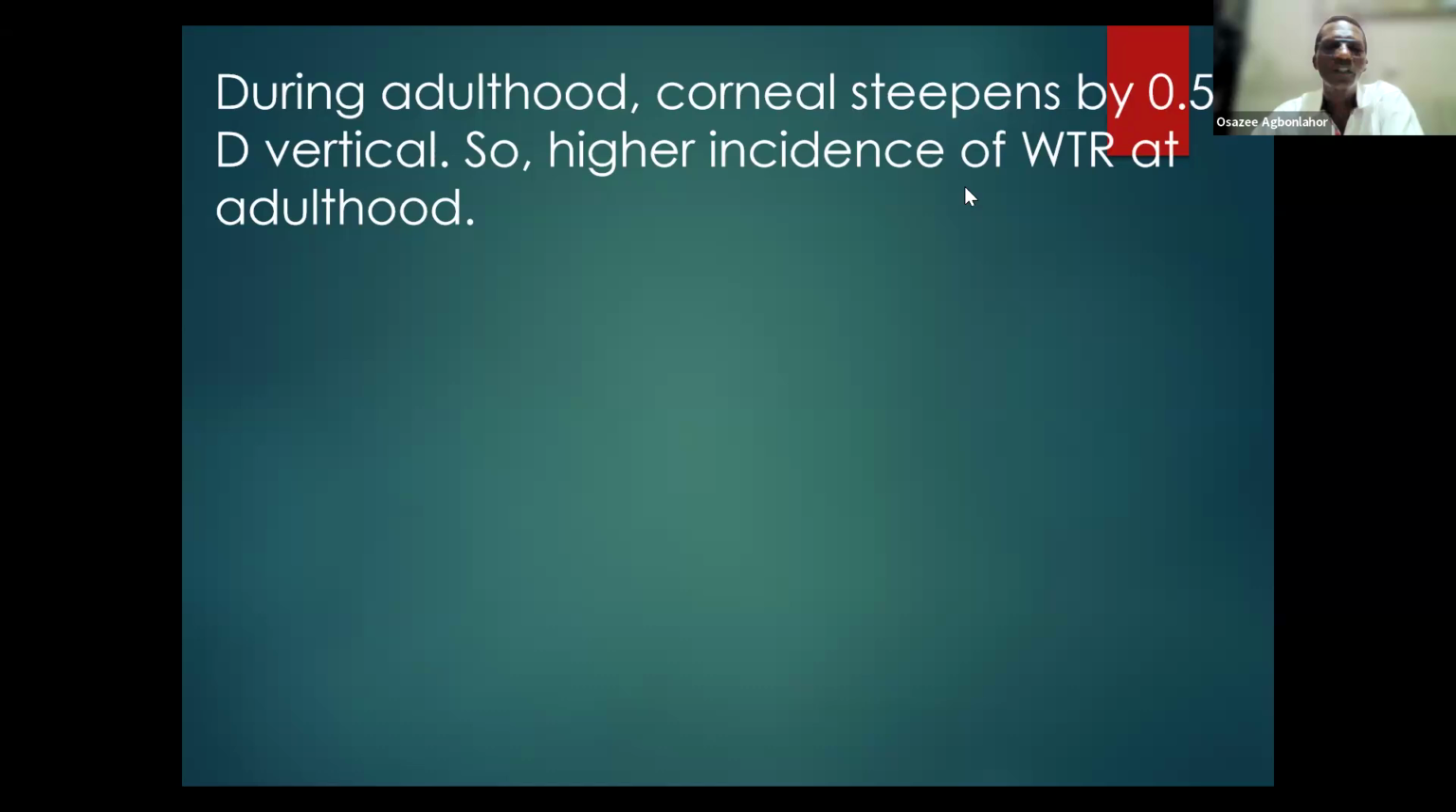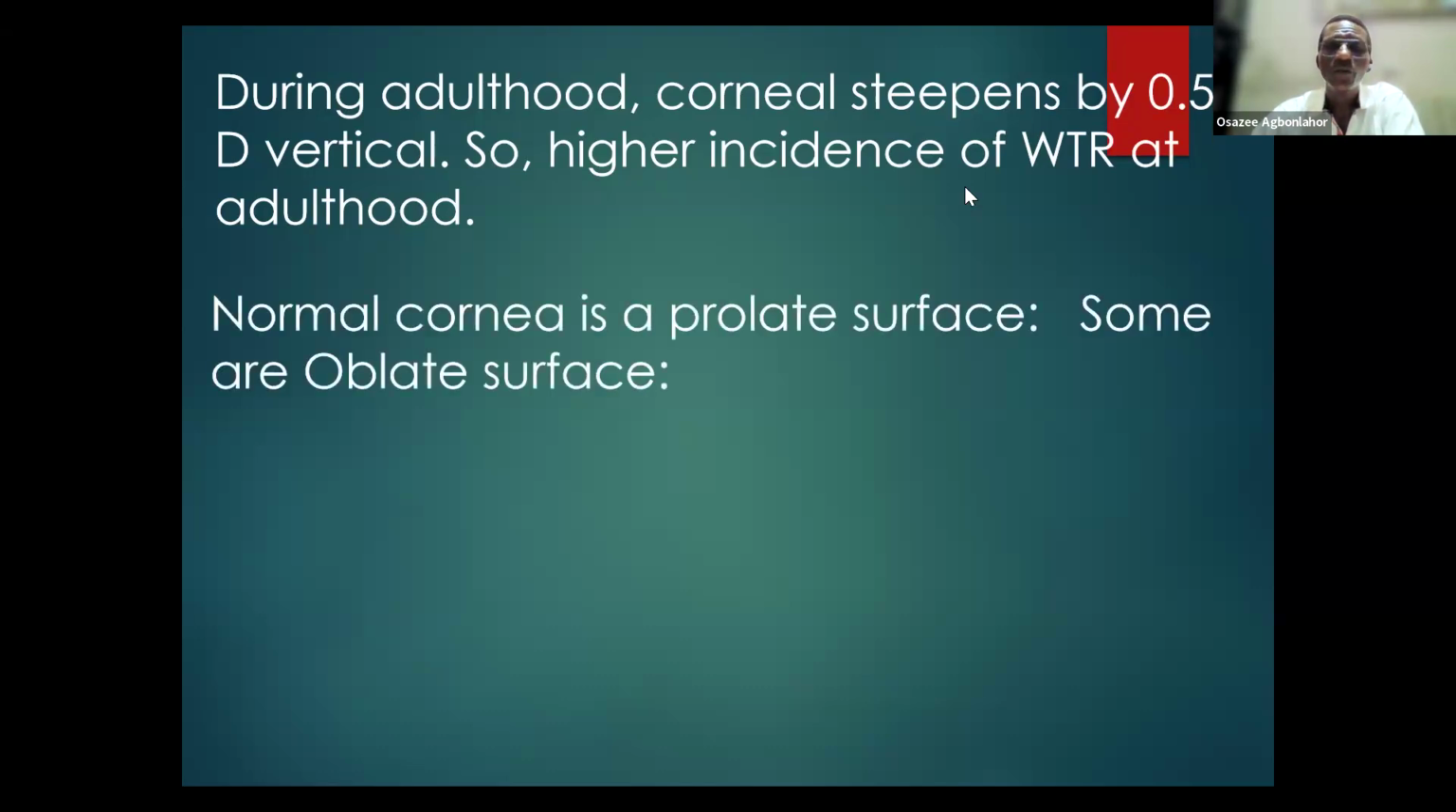Remember when we talked about keratometry, we discussed all the classifications of astigmatism. And we said one of the classifications is based on the steepest meridian, and that will give us whether it's with the rule or against the rule. When the steepest meridian is the vertical meridian, that astigmatism is called with the rule astigmatism, while if it is steepest at the horizontal meridian, it is against the rule astigmatism. So as one goes older, there's a tendency of having with the rule astigmatism, according to literature.